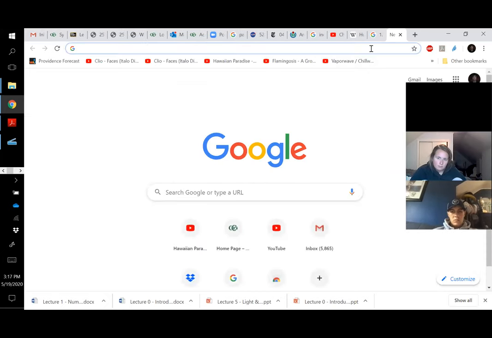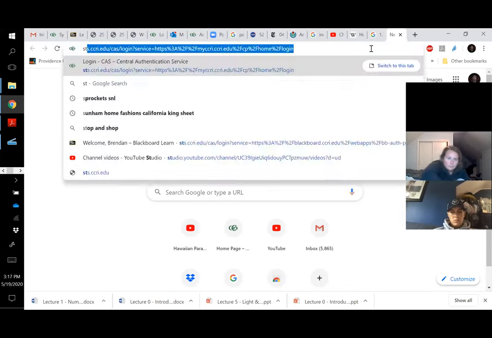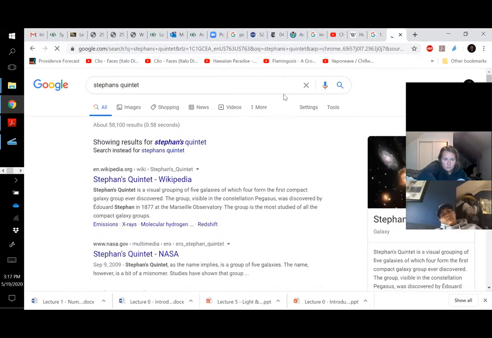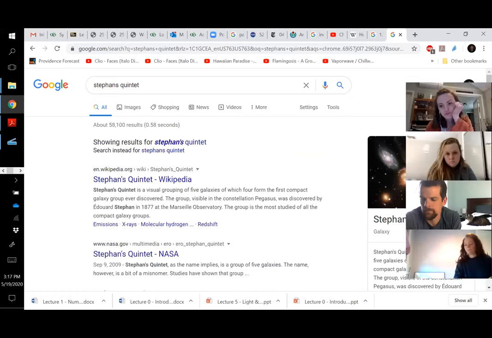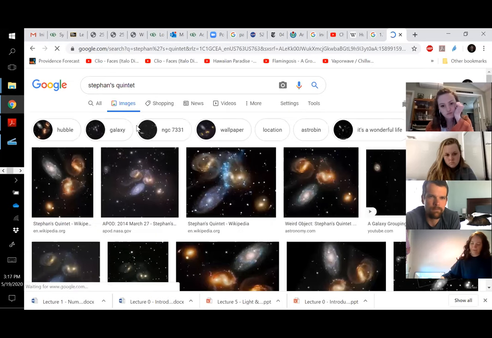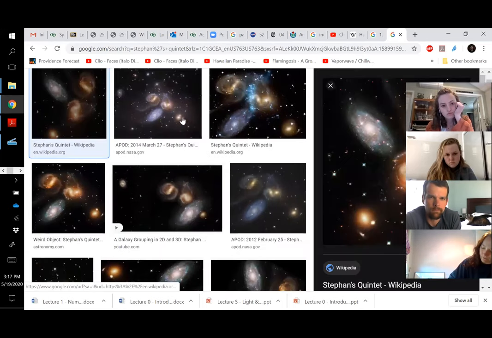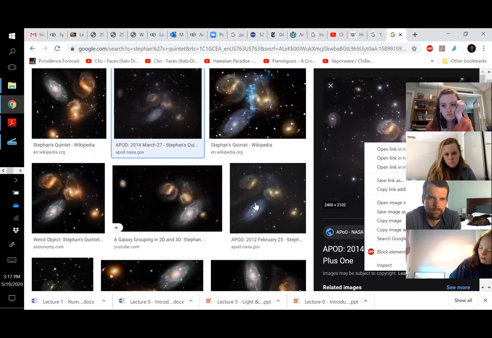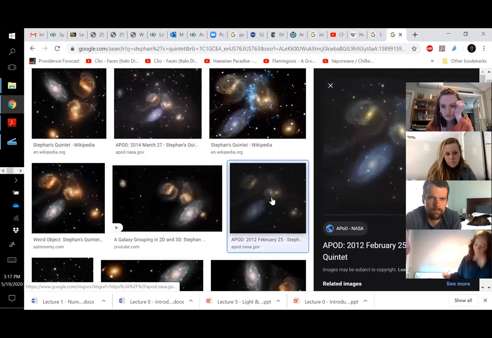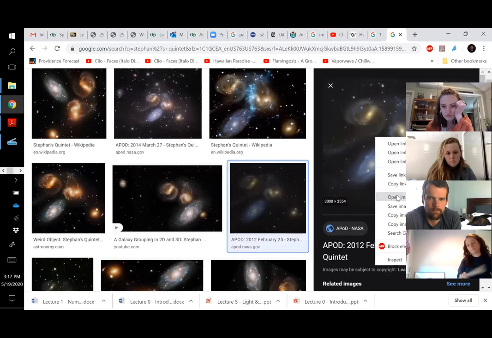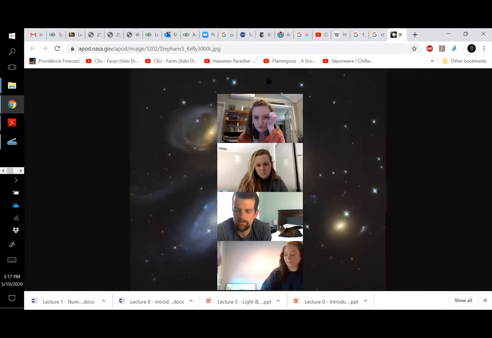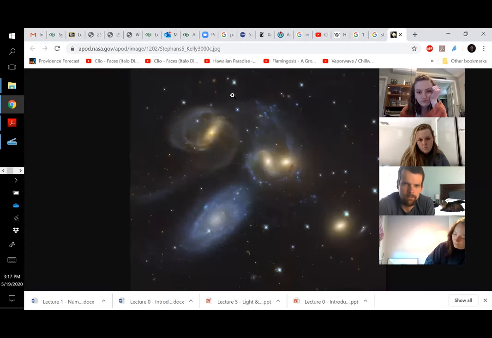So I'd like to show you a picture of Stefan's Quintet. Stefan's Quintet is a pair of colliding galaxies. It's actually like an interaction between four galaxies, but two are clearly in collision. Let's show them here. So here's one, actually, I kind of like this one. This one's clearly in the optical regime, which is, well, we'll talk about that later. Look at this beautiful image of a pair of colliding galaxies.